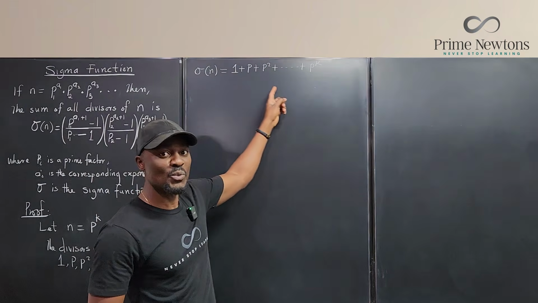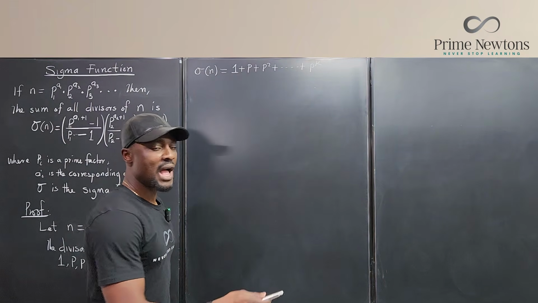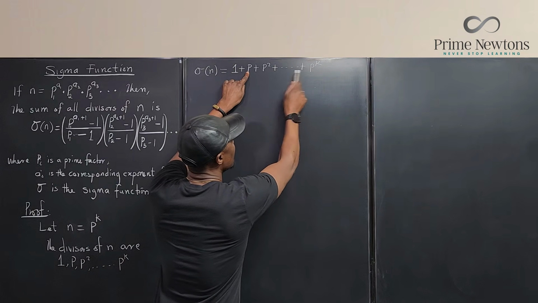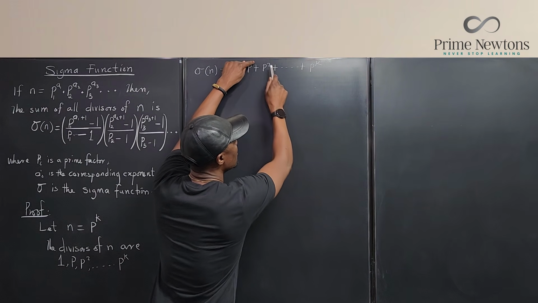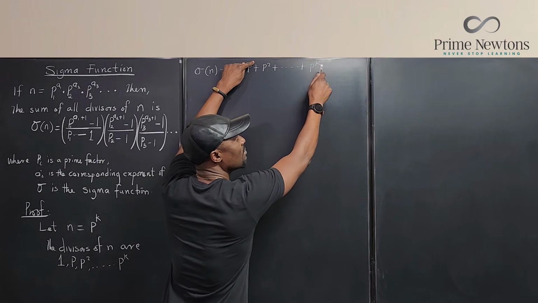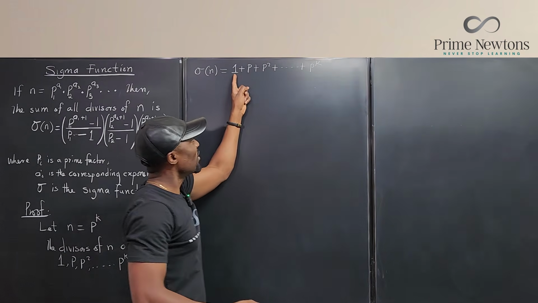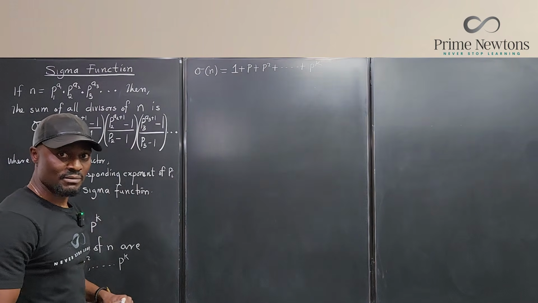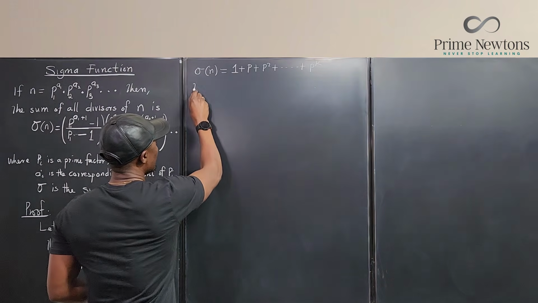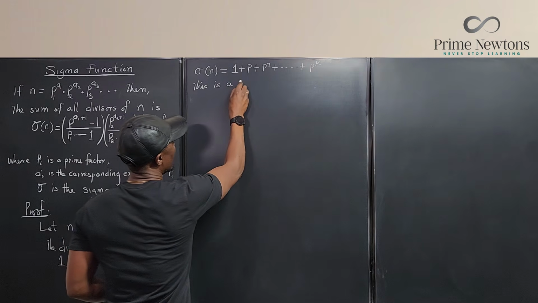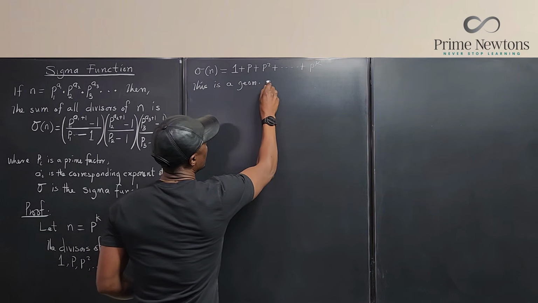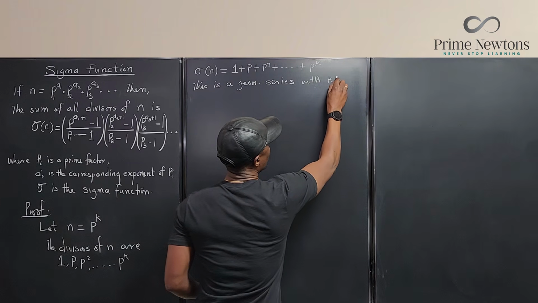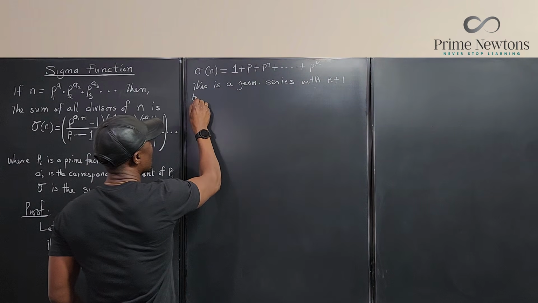Now, how many terms will this have? From here to here, 1, 2, and so on. There are k terms here. This is 1, 2, 3, 4, 5, 6, 7, 8, 9, up to k. So there are k terms plus 1. That's where this a sub 1 plus 1 came from. So this is a geometric series with k plus 1 terms.